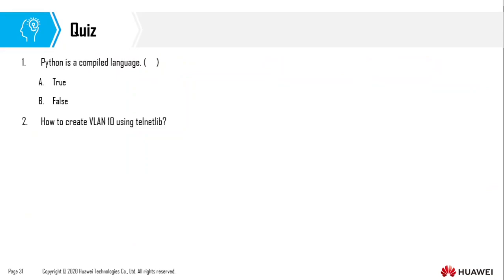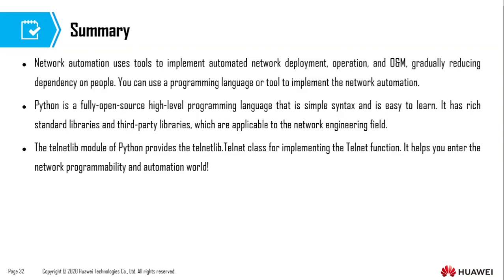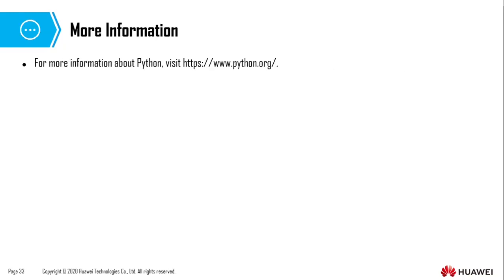So ladies and gentlemen, that was just a very simple example of how you can use Python to do that. A challenge that I'm giving you is to create a Python file that will be able to create VLAN 10 using telnetlib on that particular switch. So that is the challenge. Make sure you take it up. Otherwise, that is the end of this introductory topic to network automation.